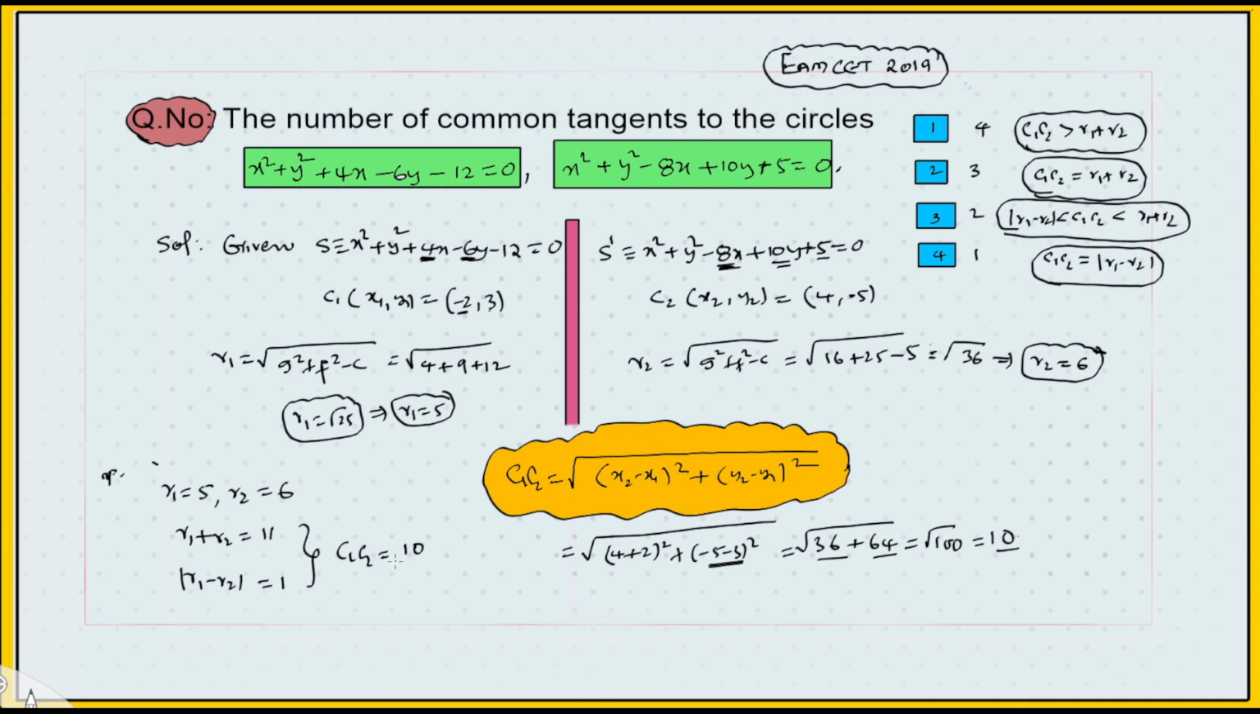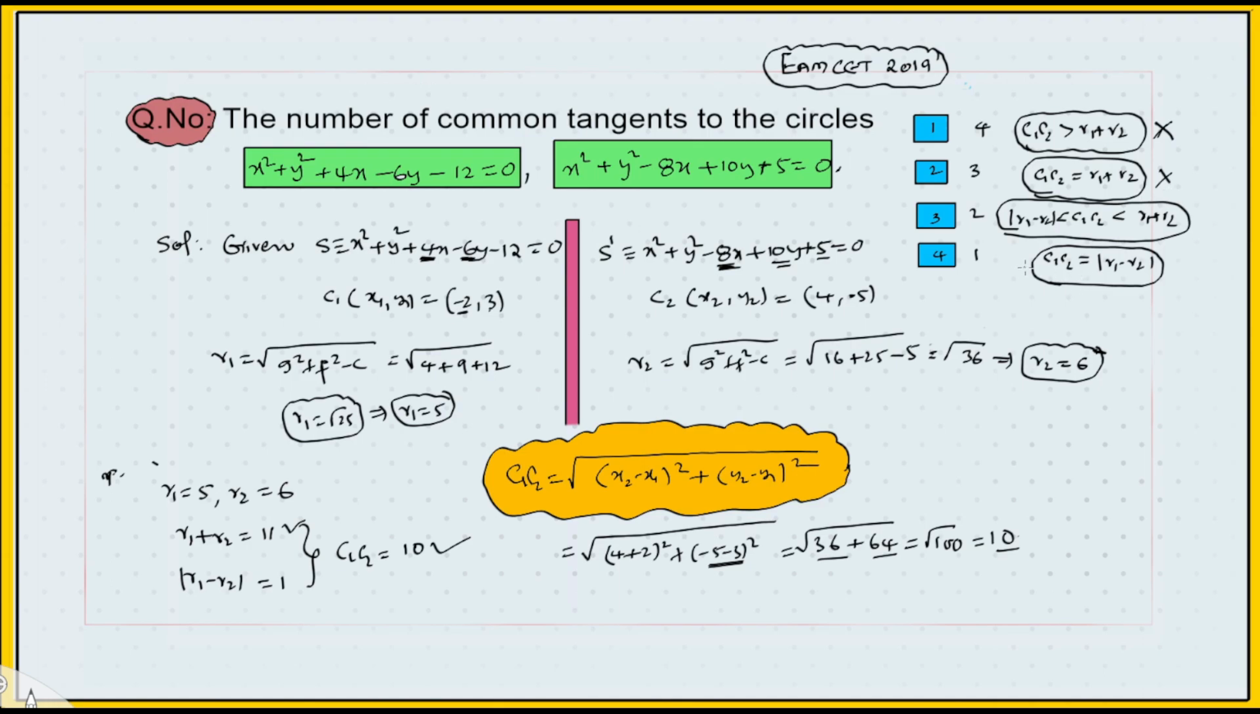See, first option, C1C2 is greater than R1 plus R2. C1C2 is 10. Is it greater than R1 plus R2, which is 11? No. So the first option is not correct. Next, for the second option, C1C2 equals R1 plus R2. C1C2 is 10, R1 plus R2 is 11. Okay, so both are not equal. Therefore, the second option is also not correct.